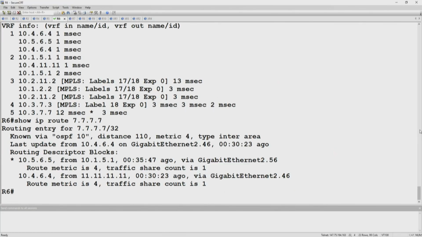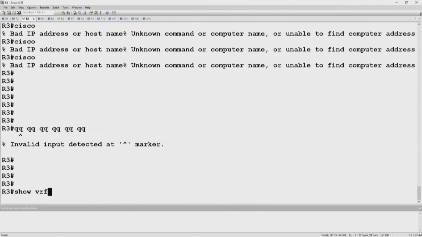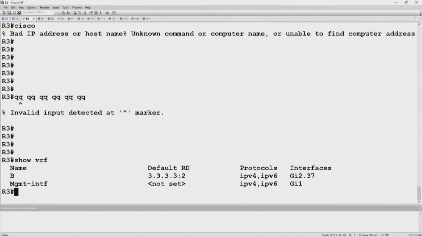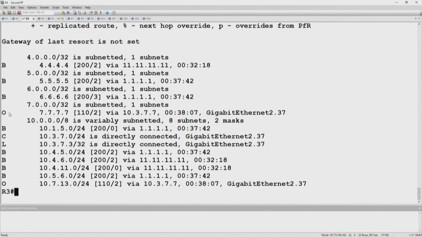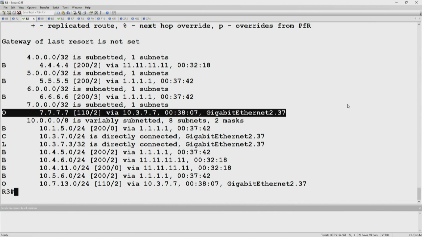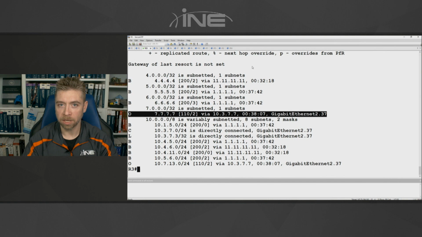So what I mean by this is that if we were to go to the provider edge router, which in this case is router 3, and on router 3 we say show VRF to show our virtual routing and forwarding instances, or what are our routing tables, we see routing table B. We're going to show IP route for VRF-B, as in Brian, and we see that we're learning an OSPF route 7777. This is coming from the PE to CE protocol, which in this case is OSPF.